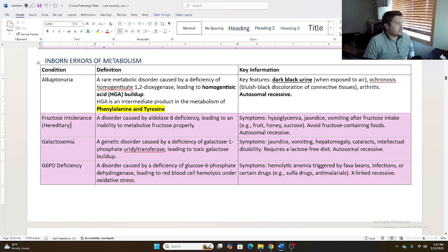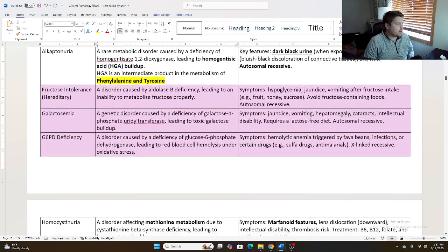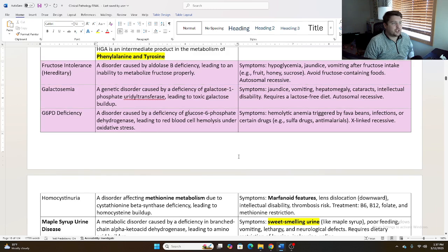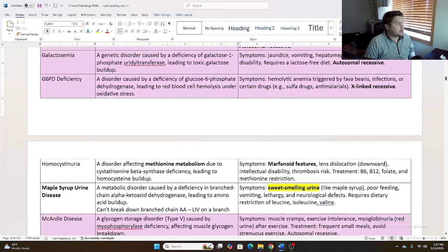You can take a look at these ones, not very heavily tested ever, so I'm not going to stress about them in this chunk right now. Just again, look at autosomal recessive versus X-linked recessive. Those are the things I would associate the name with what they are, if they're recessive or if they're autosomal or if they're X-linked.